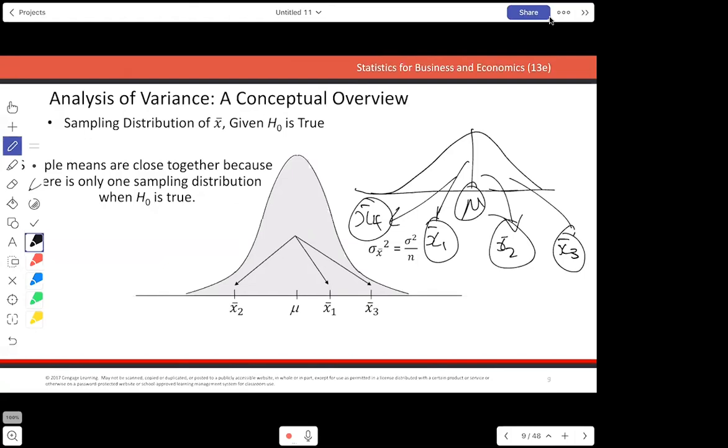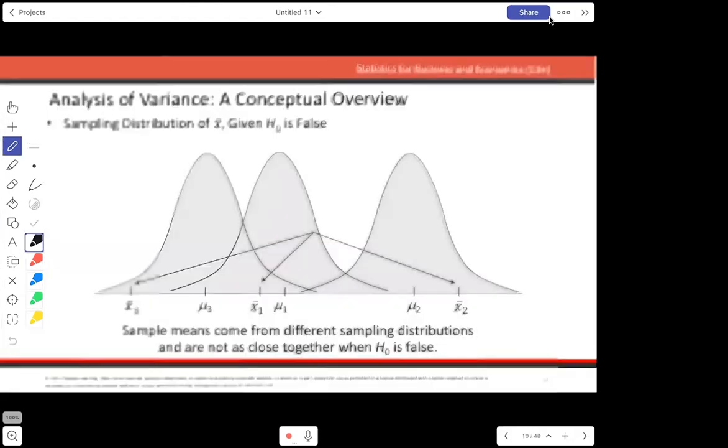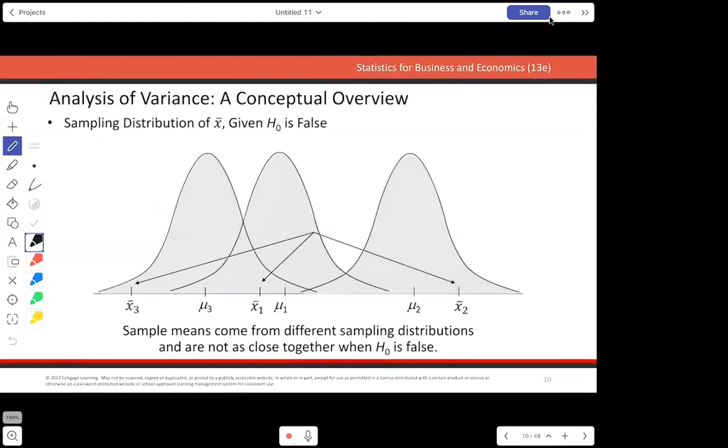But what if the null hypothesis is not true? Then we should have a situation that looks more like this, where it's possible that they all have the same standard deviation, but the populations that they came from have different means. And so what happens now is that you have, for example, a population here, mu1, and here's a sample that came from that population. Mu2, here's a sample that came from that population. Mu3, here's a sample that came from that population. But what you'll notice now is that those sample means are very far from each other. They're very different.